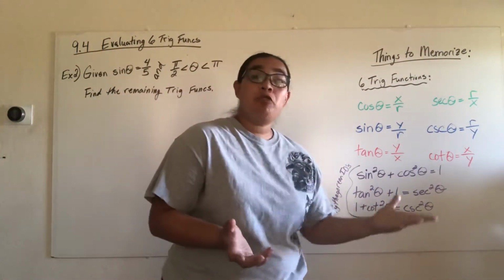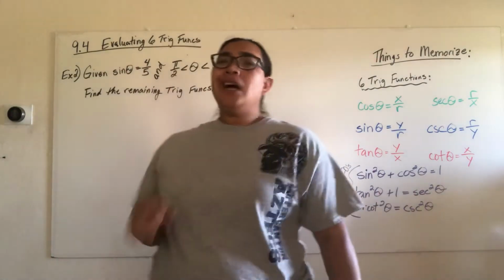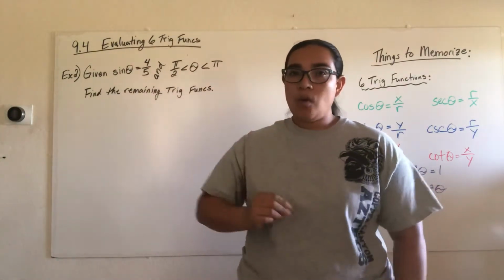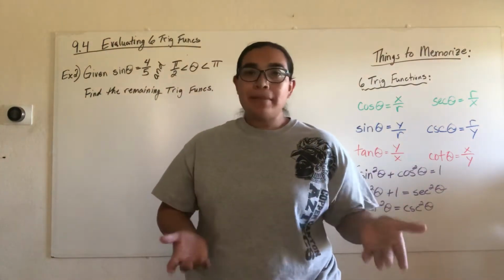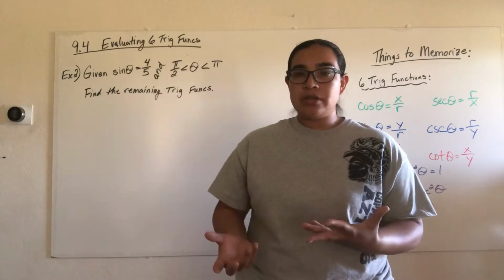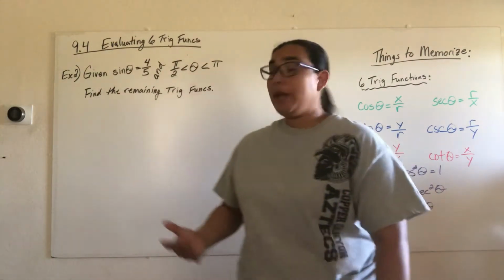We're still on 9.4, evaluating the 6 trig functions. This is example 2. A little harder because it's a little more abstract. They're not giving you a visual. So sometimes that makes it a little harder when they don't have a picture or something showing you where things are at. So let's see what we got.